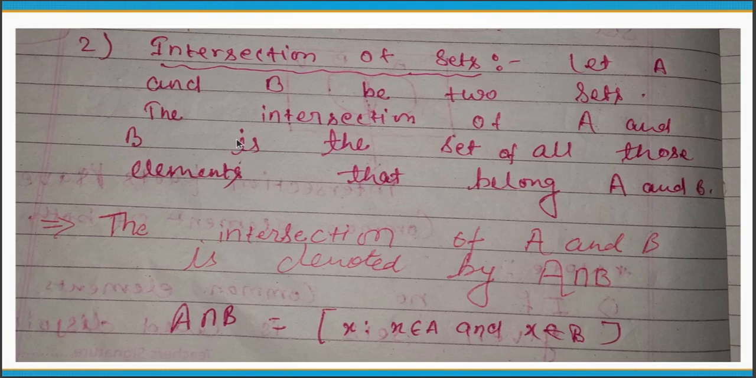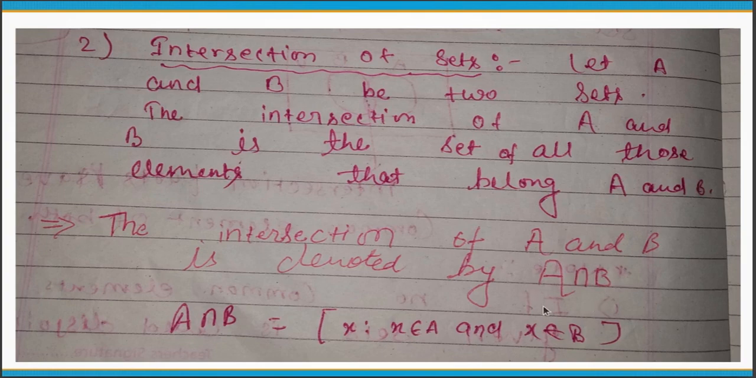Now intersection of sets. Let A and B be two sets. The intersection of A and B is the set of all those elements that belong to A and B, those elements which belong to both sets A and B. If you have 3 sets A, B, C, the intersection consists of the elements contained in all three sets.